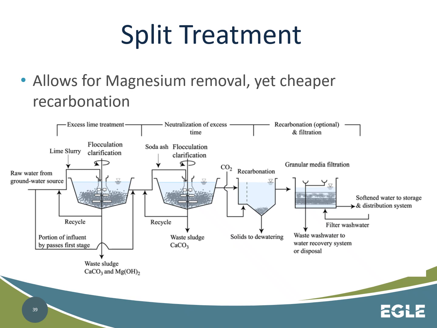The rest of the treatment proceeds the same as the previous slide, with soda ash being added in the secondary treatment clarifier to remove calcium non-carbonate hardness, followed by recarbonation with CO2, then filtration. These are just a few examples, and actual treatment plants will have various combinations of these different examples presented.